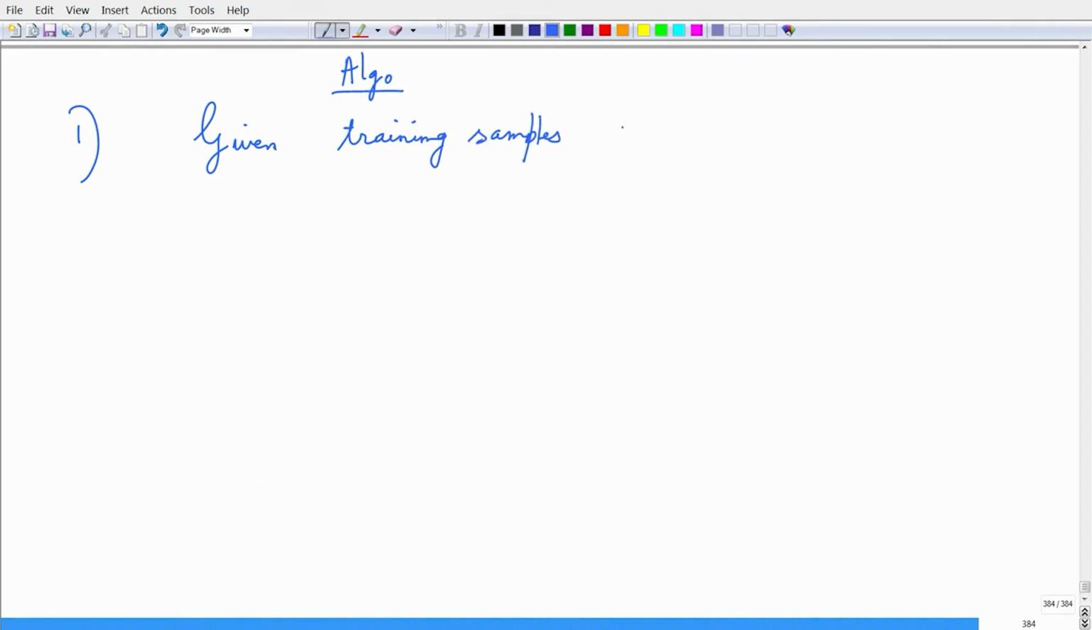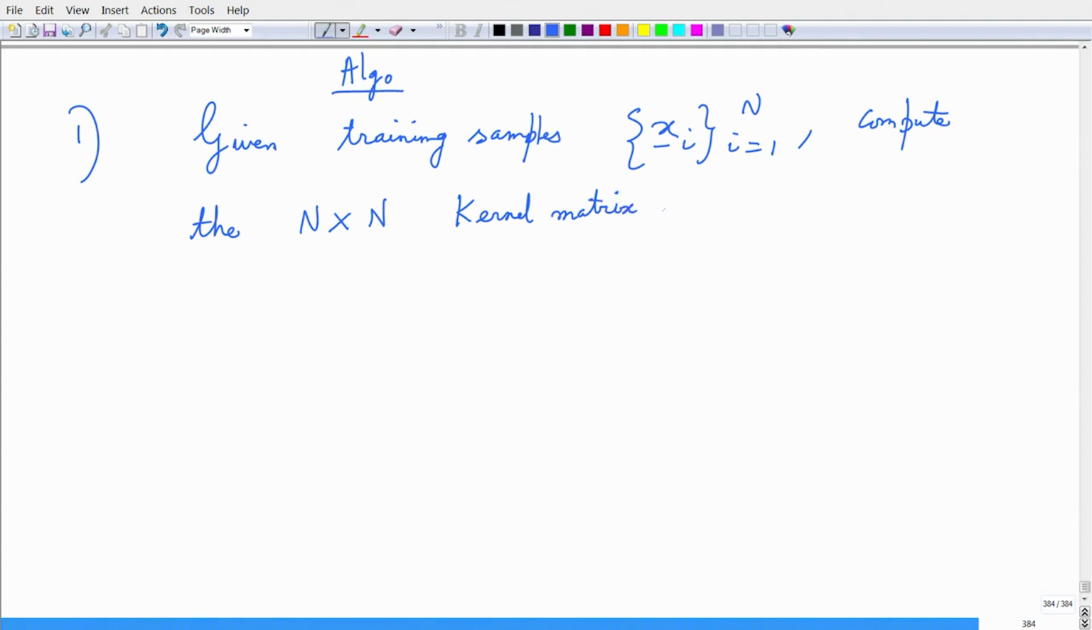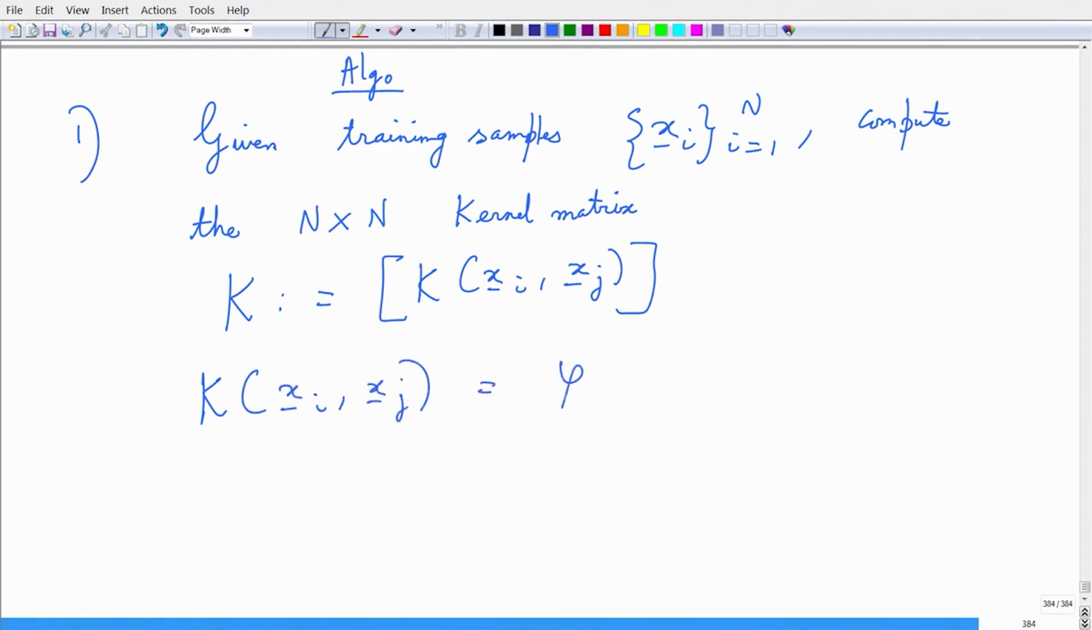So, given training samples x_i, i equals 1 to n, compute the n by n kernel matrix, or the Gram matrix, given by K equals k(x_i, x_j), where this element k(x_i, x_j) is phi transpose of x_i times phi of x_j.